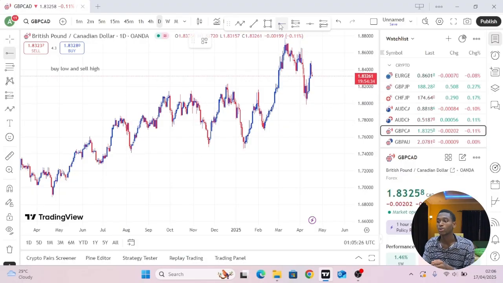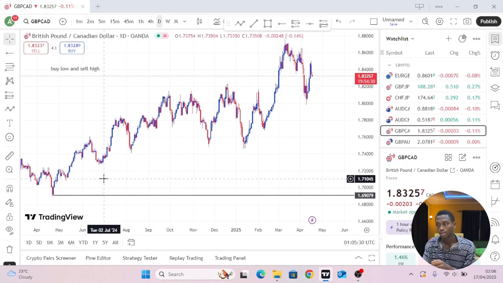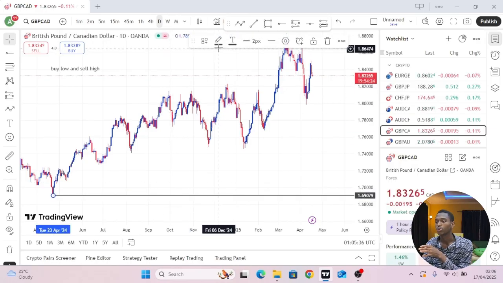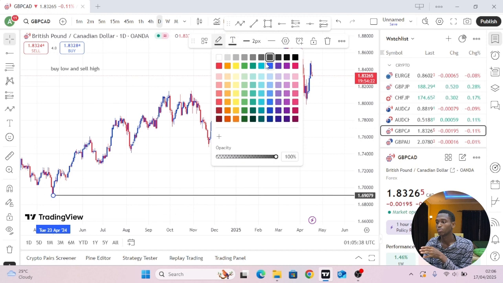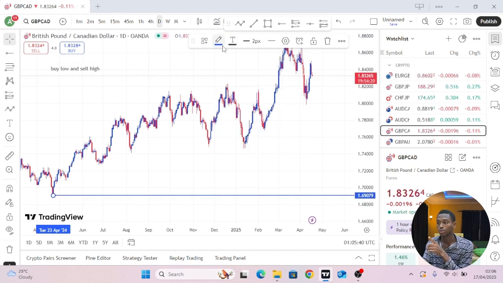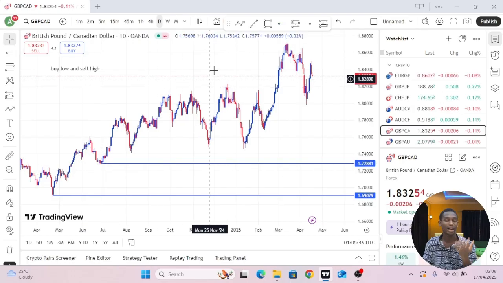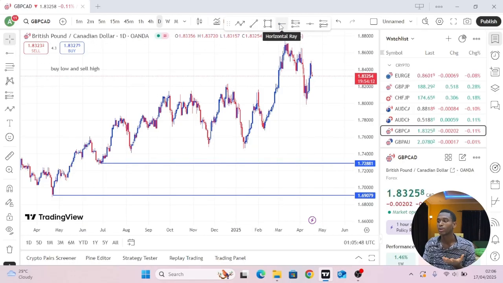So let us mark out the lows. This is a low, right? So this is a low. So these are the points in which we're going to be marking out. Let me change it to blue. So this is a low. Where is another low in which we should be buying from? This is another low. You can mark it out with me even before I mark them out.